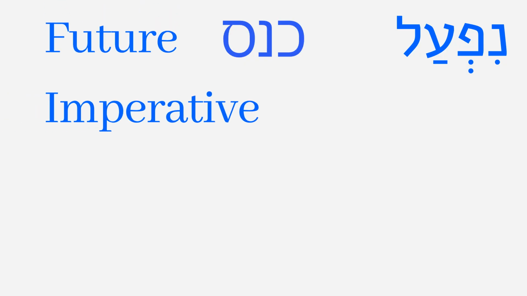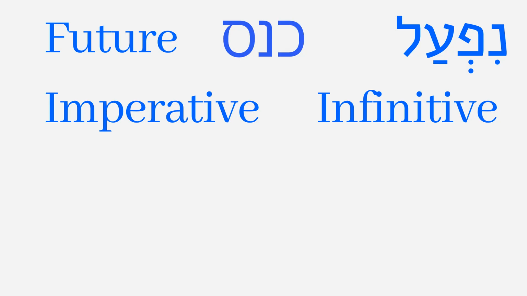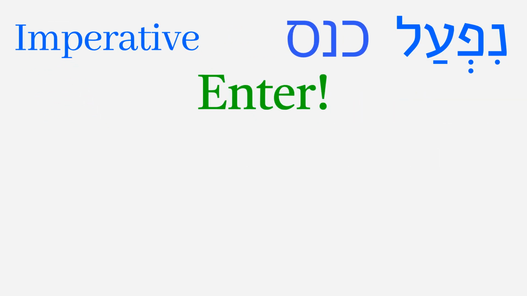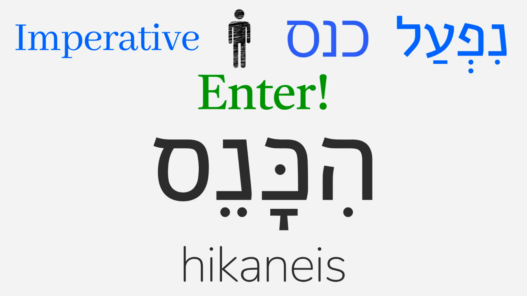The future tense, as well as the imperative, has more similarities with the infinitive, lahikanes. These tenses will have a prefix, sometimes a hey, with a hirik, a kamatz and dagesh on the first root letter, and a tsere on the second root letter. The command enter, for example, ordering a man, is hikanes, exactly the same form as the infinitive, lahikanes, to enter.